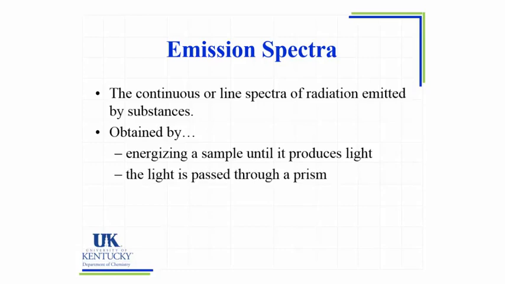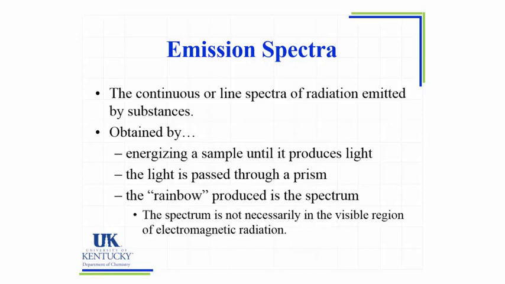That light that's produced is passed through a prism. That rainbow that is produced is the spectrum, and you'll have some way of visually seeing that or electronically seeing that. It is not necessarily in the visible region, so I have rainbow in quotes. It could be outside, it could be in the infrared region, it could be in the ultraviolet region, it could be in the X-ray region for that matter. So wherever it is, you'll see the different wavelengths separated out from each other.